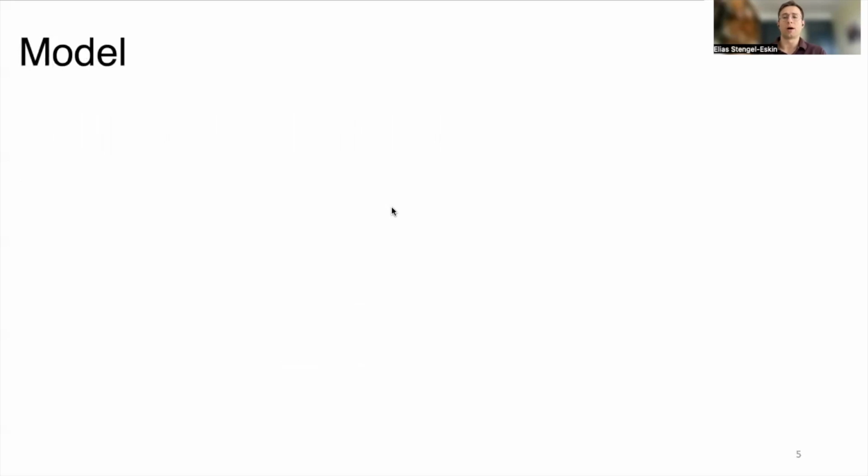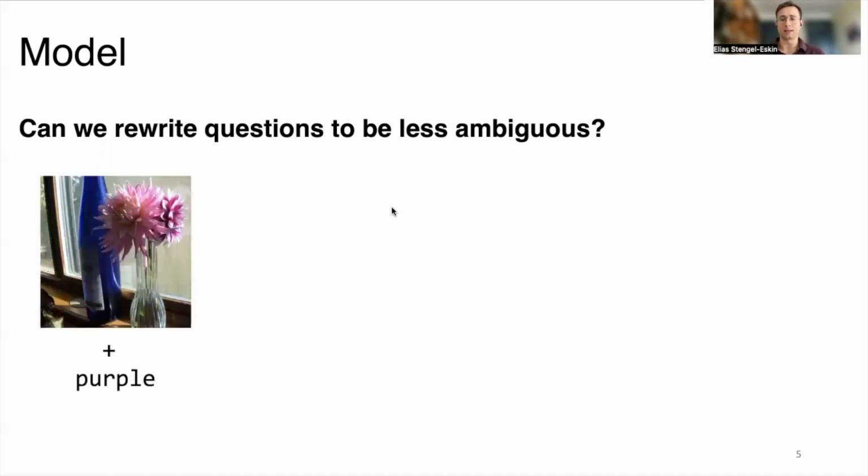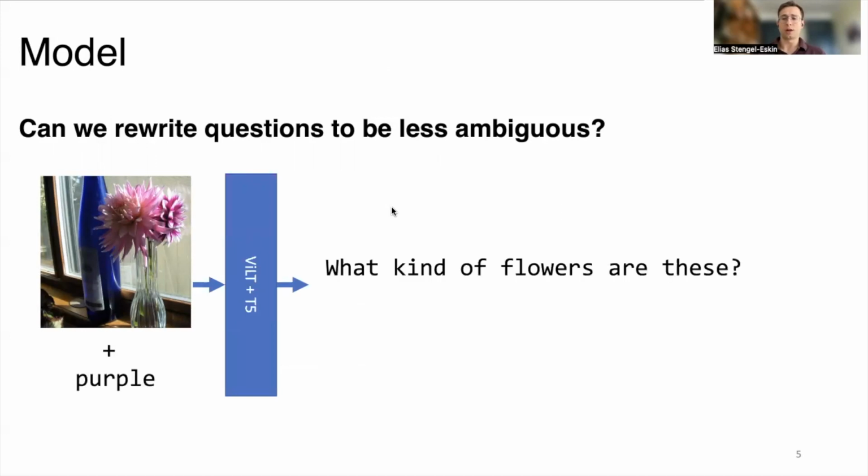We then develop a model for rewriting questions. The model is based on a pre-trained vision language encoder combined with a text pre-trained encoder-decoder architecture. The model takes as input an image and an answer, and it learns to generate questions. Our hope is that over the course of training, the model will learn to generate a question that's less ambiguous than the original.